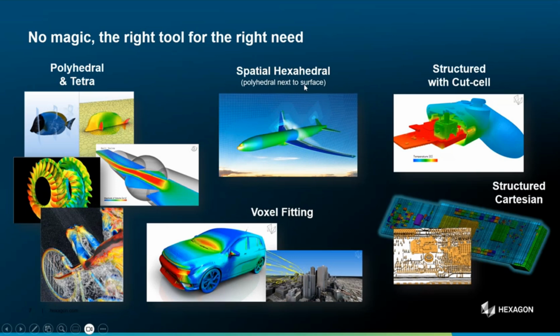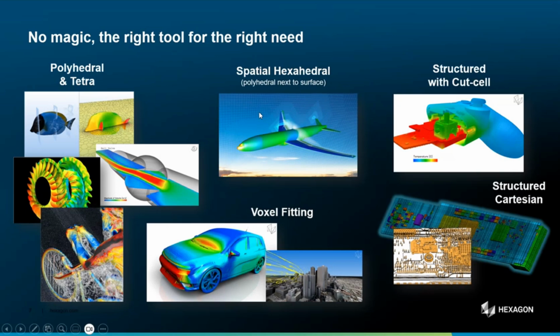We can also use spatial hexagonal, meaning that you will use polyhedral mesh near the walls and the shapes. And then in the far field, you will use hexacells, limiting the number of surfaces and speeding up the calculation.